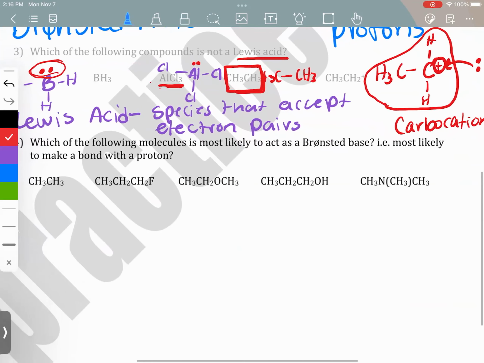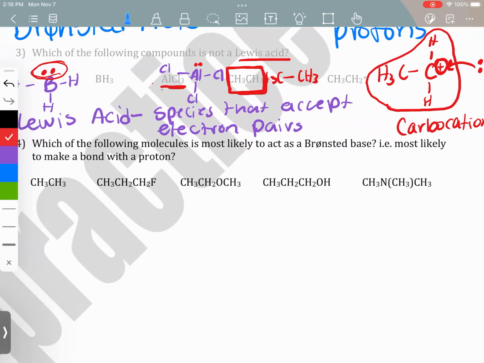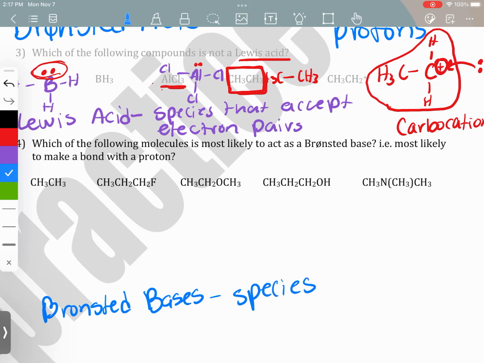Which of the following molecules is most likely to act as a Bronsted base? So, what is a Bronsted base? It receives protons. Yeah, it receives protons. Bronsted bases are species that accept the protons that are donated, right?